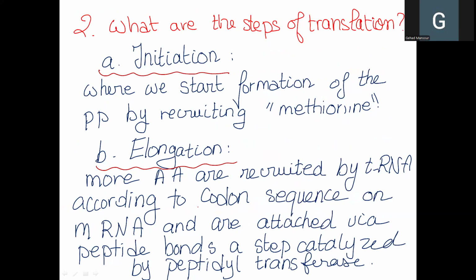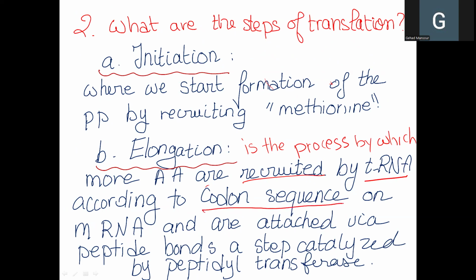Let's read it again. Elongation is the process by which, or in which, more amino acids are recruited. Of course, I haven't written them all, to minimize the amount of writing. So this is the first part, recruitment of amino acids. By which molecules? By transfer RNA. According to what? To the codon sequence. Which codon sequence? The codon sequence on messenger RNA.